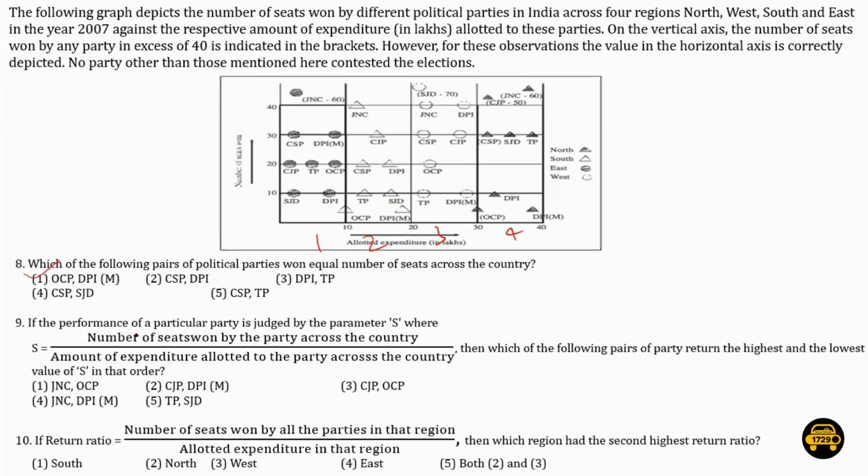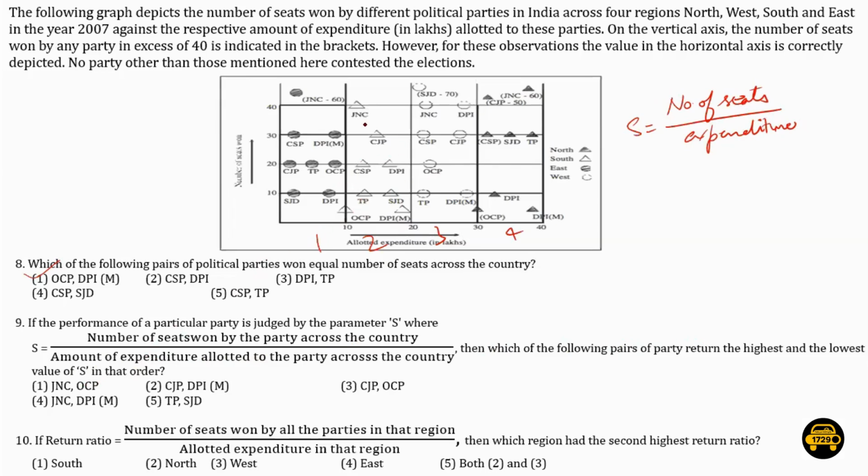Now, the second question. If the performance of a particular party is judged by the parameter S, where S is the number of seats won by a party across the country divided by the amount of expenditure allotted to the party across the country. So number of seats by expenditure. This is the formula given for S. Now, we have to find out which of the following pair of parties return the highest and lowest value of S in that order.